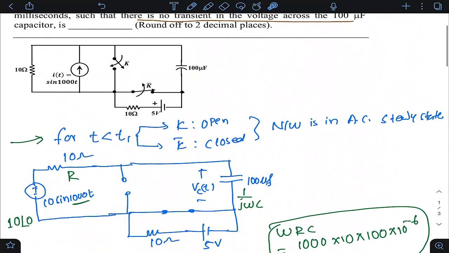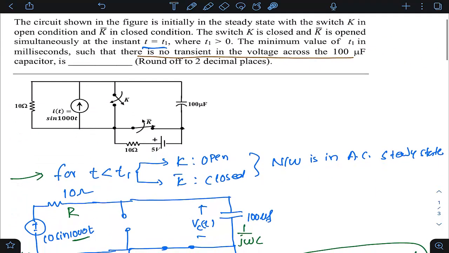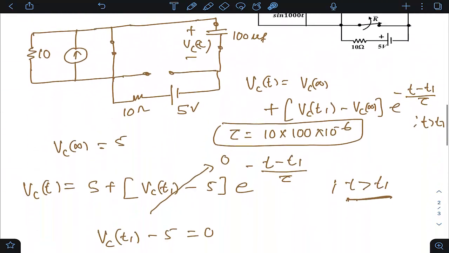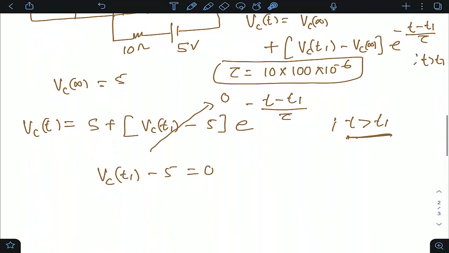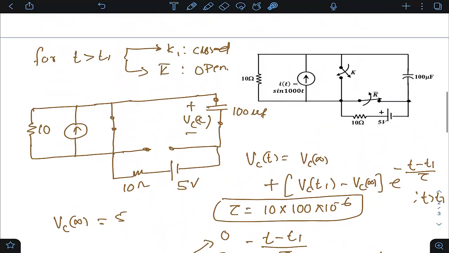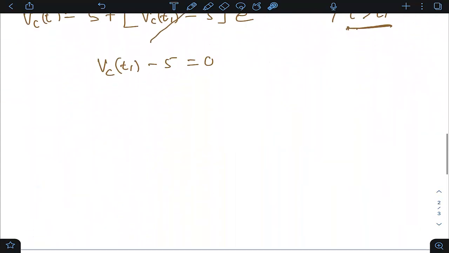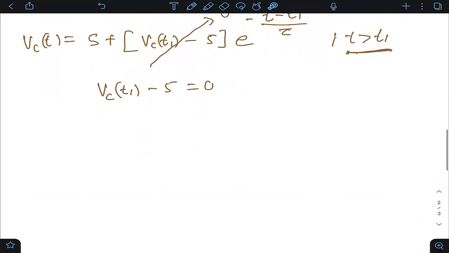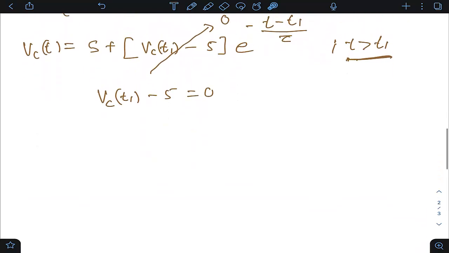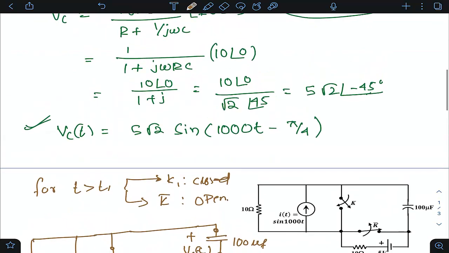That's what they are saying, right? So you see what they're asking. Switching is happening at t1, where t1 is greater than 0. The minimum value of t1 in milliseconds such that there is no transient in the voltage across the 100 microfarad capacitor is. That means after switching, after t1, there is no transient in the response. So VC(t1) minus 5 equals 0, in other words we expect that VC(t1) is equal to 5. So how do you get VC(t1)? What is t1, by the way? t1 is the switching instant, right?